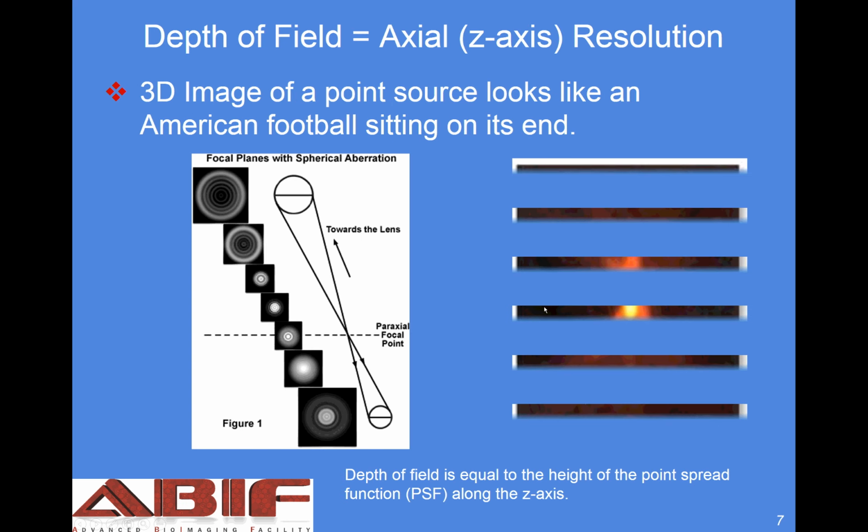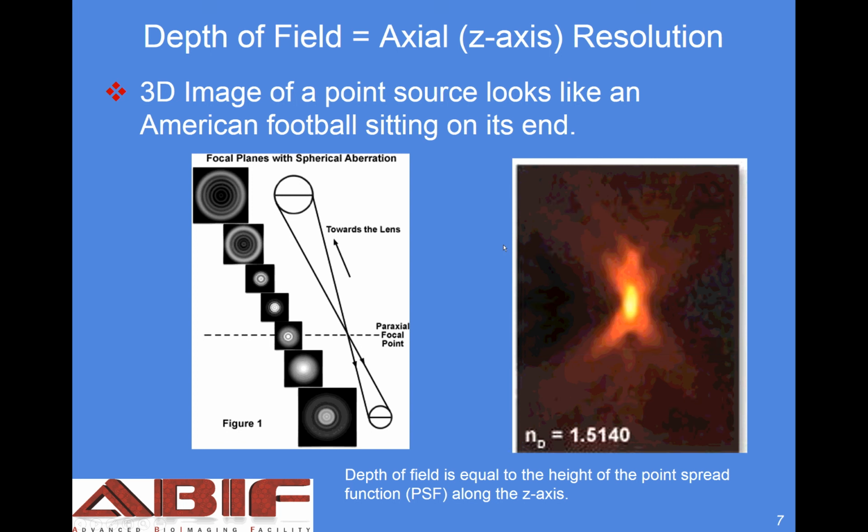So the depth of field along the z-axis of a lens can be seen here. This is an image set of a point source. In the middle image here, the point source is in focus. And then as you go above and below the plane of focus, the image goes out of focus. And you can see here a diffraction pattern, which I'll also introduce a little bit more about after.